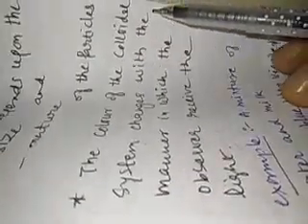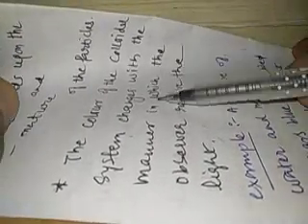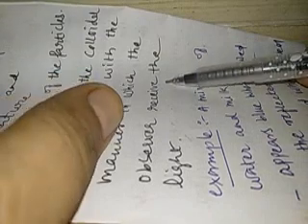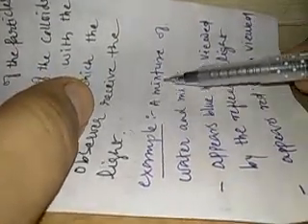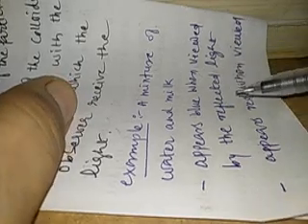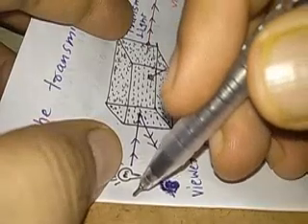The color of the colloid system changes with the manner in which the observer receives the light. Example, a mixture of water and milk appears blue when viewed by the reflected light, appears red when viewed by the transmitted light. You can see here we have the mixture of milk and water. This is the light source. We can write here the light source.